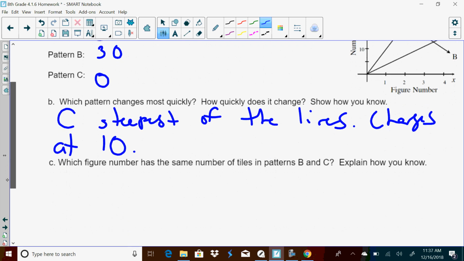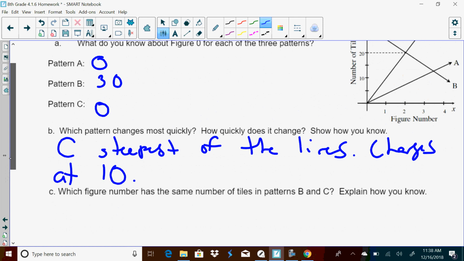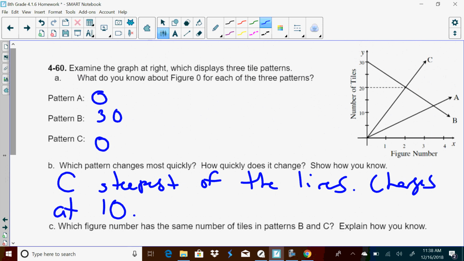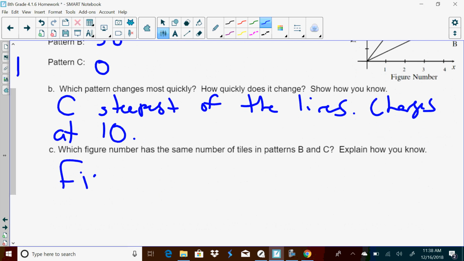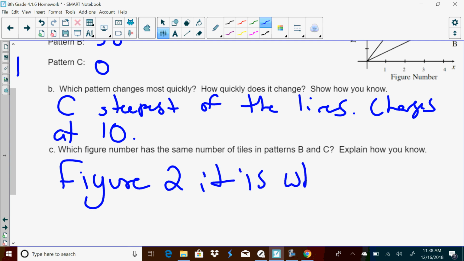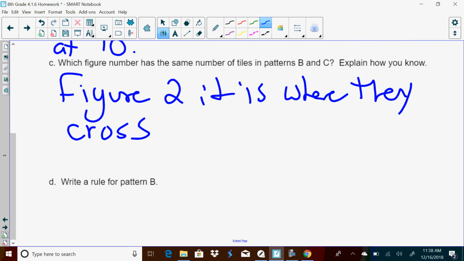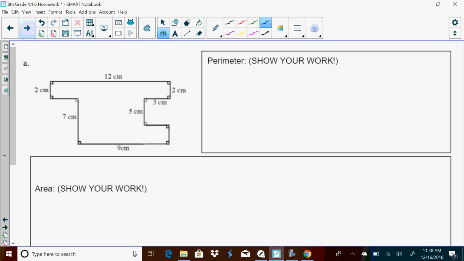So which figure number has the same number of tiles in pattern B and C? So here's B and C, they actually cross at 30. So the correct answer would be figure 2. Figure 2 is where they cross, so that would be when they are the same. And then write a rule for B: y equals negative 5x plus 30 would be the rule for B.